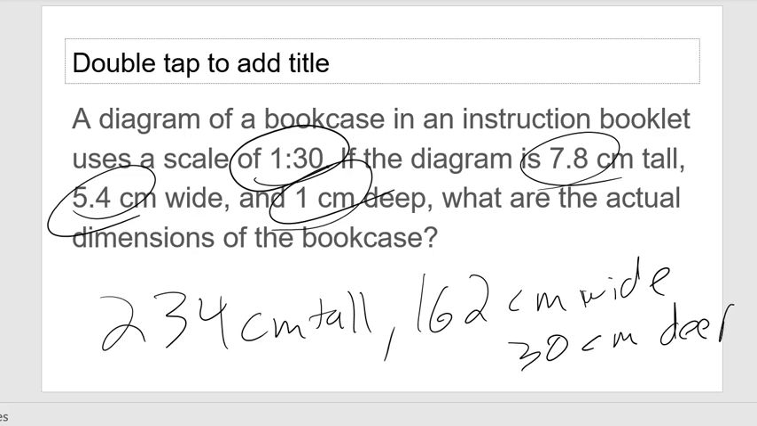That's all you've got to do. Only when it's 1. Once it's not 1, it's a different story. But if it's 1 to 30, you can multiply by 30. If it's 1 to 10, 1 to 20, 1 to 50, you just multiply by that number. And that's all you've got to do.